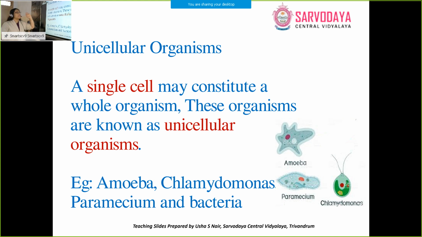We can just go through this. A single cell may constitute the whole organism. So amoeba, a single cell, constitutes the whole organism, and such organisms are called unicellular organisms. And you can give examples. I've given last year also, the difference between unicellular and multicellular organisms, the definition, and the examples, which are very common or teacher's favorite, as I always say. Here we have amoeba, chlamydomonas, paramecium, and bacteria also. Our dear bacteria, we can never forget.